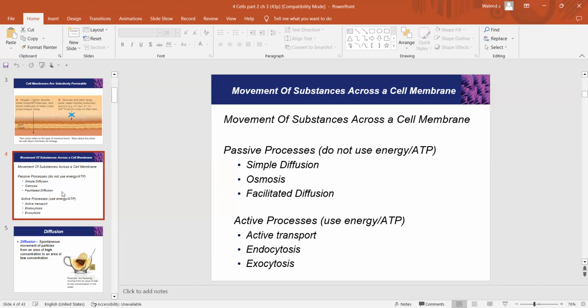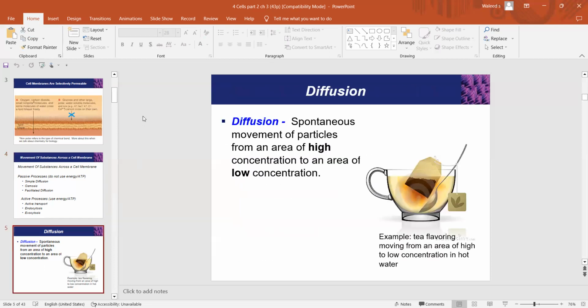Okay, let's start with passive. The first one, passive, doesn't need energy. The first one is diffusion. When you say something is diffusing, meaning its particles will have spontaneous movement, that's going to diffuse within, like, the water, right?